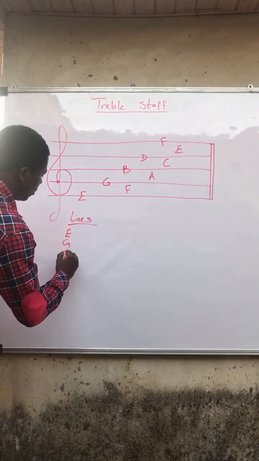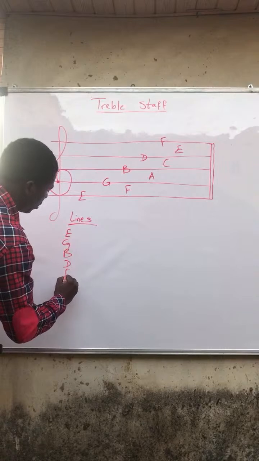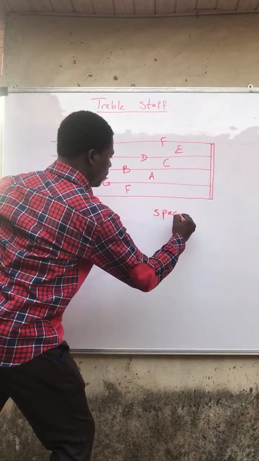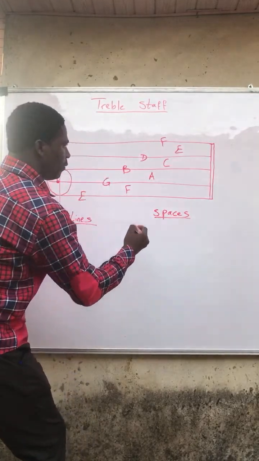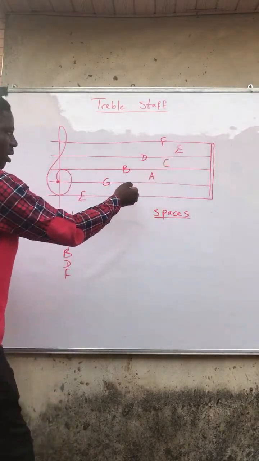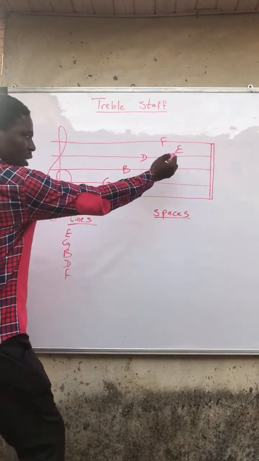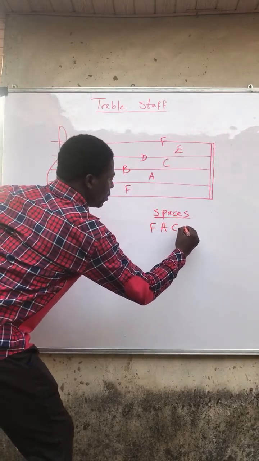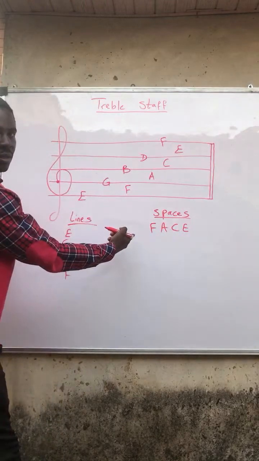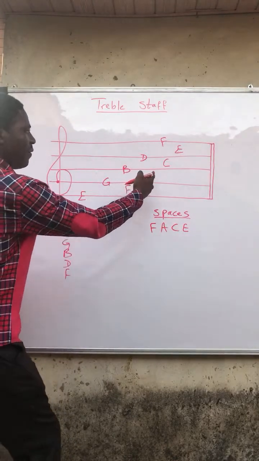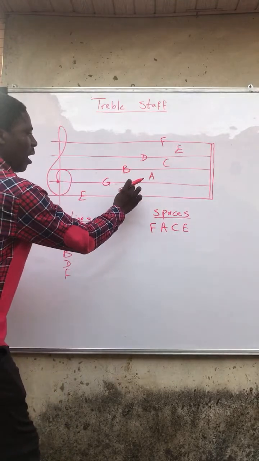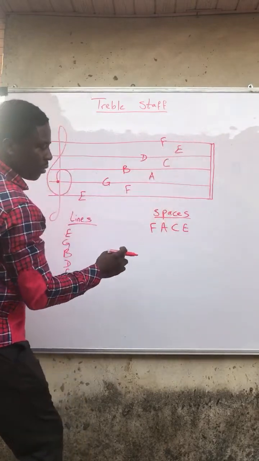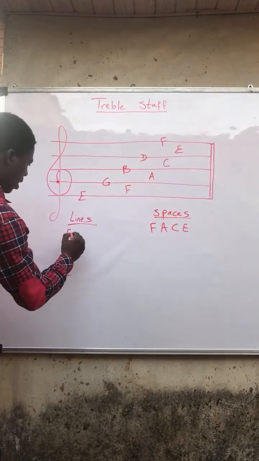E, G, B, D, and what? F. Then spaces. If you look at the spaces now, you can see this one has already spelled itself: F, A, C, E. Pronounce that: face. So F, A, C, E is face. Don't forget, space 1 is F, space 2 A, space 3 C, space 4 E. That's face. Then let me give you a formula for the lines.